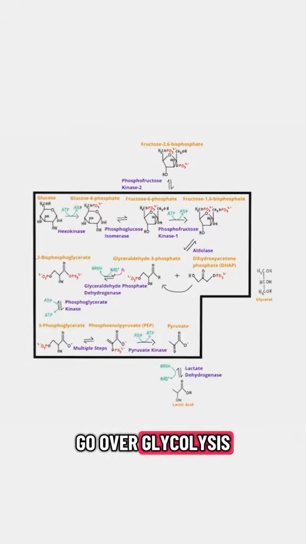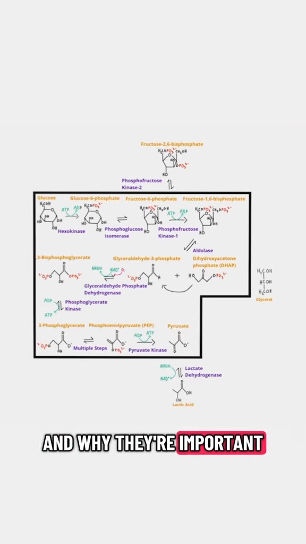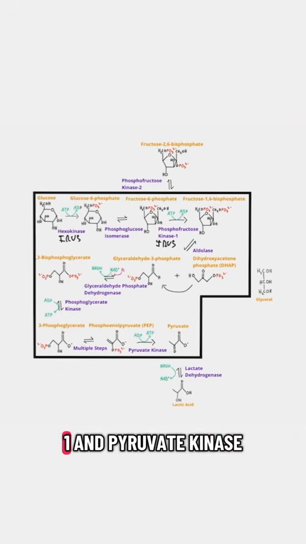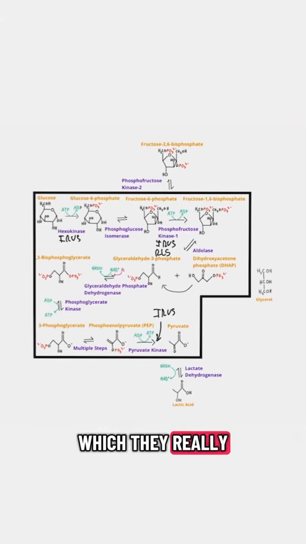I'm not going to go over glycolysis by naming all the reactants, products, and enzymes. Instead, I'm going to highlight the things that are not quite as obvious but still important to know for the test. First, I'm going to point out the really important steps and why they're important. Hexokinase is one of the irreversible steps, as is phosphofructose kinase 1 and pyruvate kinase. Phosphofructose kinase 1 is also the rate limiting step, which they really like to ask about.